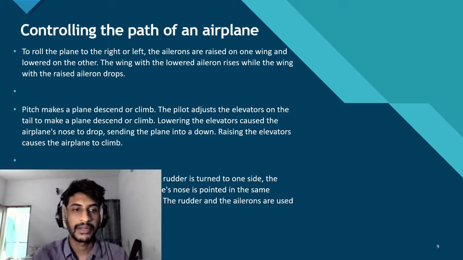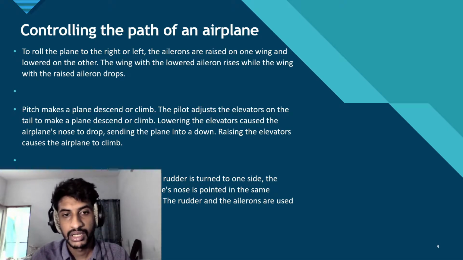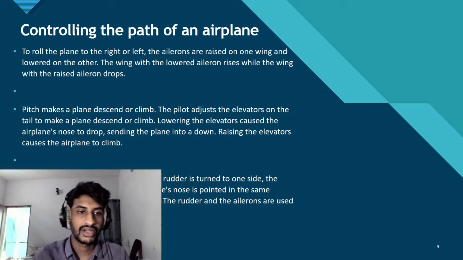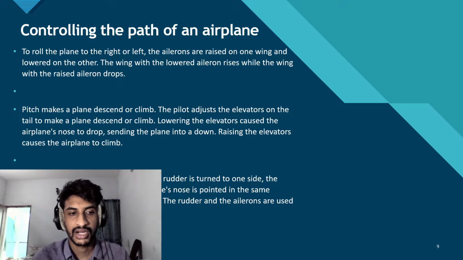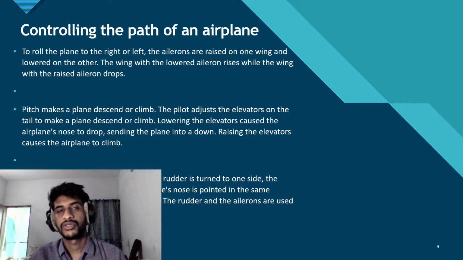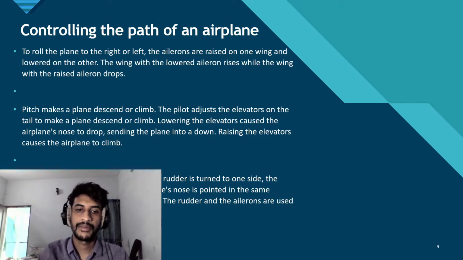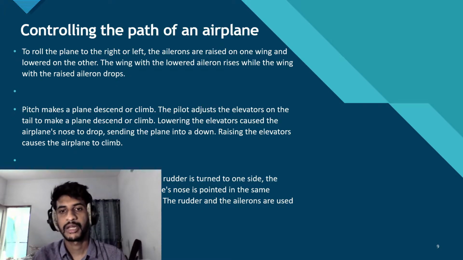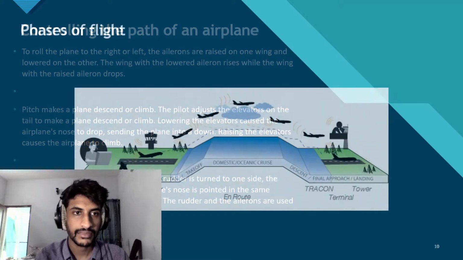The pitch makes a plane descend or climb up and down. The pilot adjusts the elevators on the tail to make the plane descend or climb. Yaw is the turning of an airplane. In order to yaw an airplane, the rudder is engaged to one side, which makes the airplane move to the left or the right.